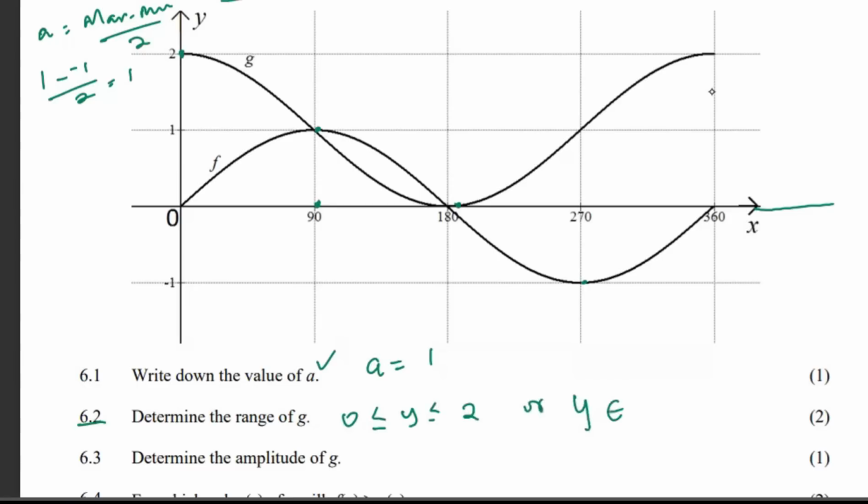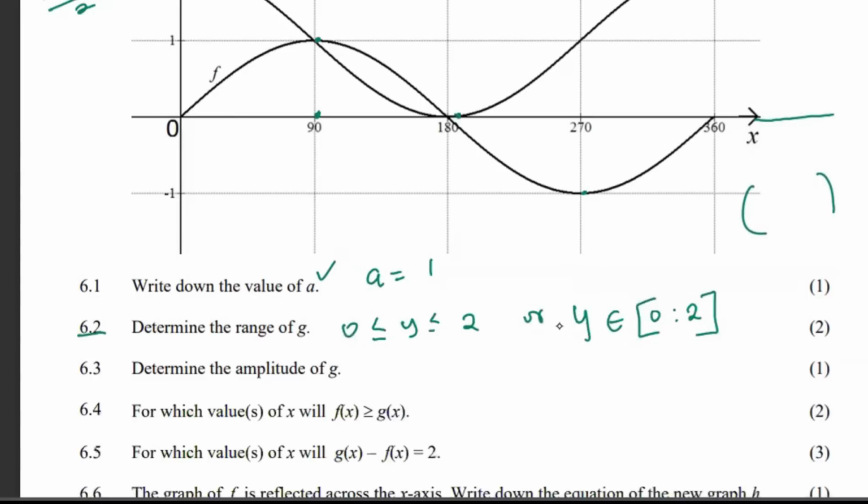Alternatively, y is an element of the interval, and we use these brackets, 0 and 2. The square brackets simply show that the points are inclusive. Then the curvy brackets simply indicate that the numbers we indicate there are not part of the set of interest. Then they want the amplitude of g.